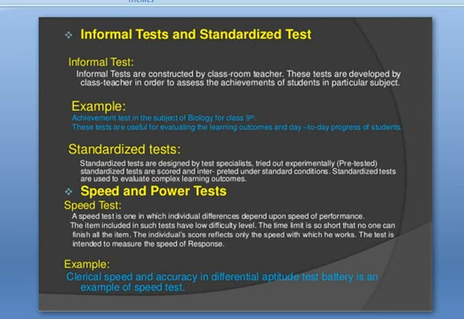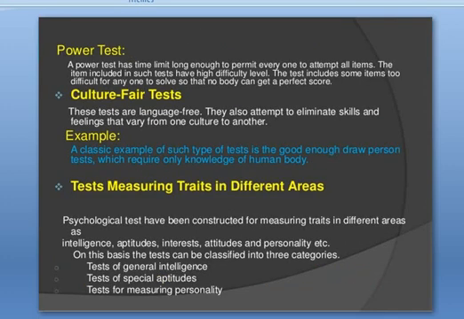In a speed test, there is a time limit within which the test taker is required to answer all the items. Such a test evaluates the individual on the basis of time taken to answer the items accurately. In a speed test, all the items are of the same degree of difficulty. And next, here you can see an example: the speed and accuracy criteria in the differential aptitude test battery is an example of a speed test.